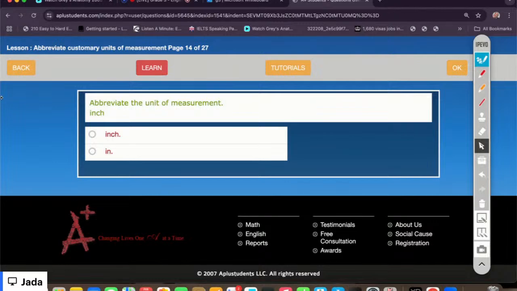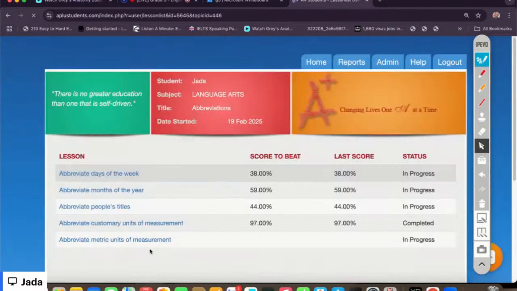All right, so that's it for this lesson. You have to make sure you complete it if you haven't done it yet. So we'll move on to the last lesson, which is abbreviate metric units of measurement.